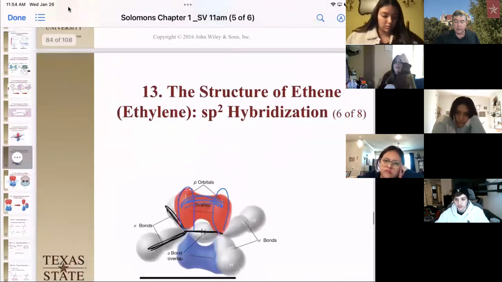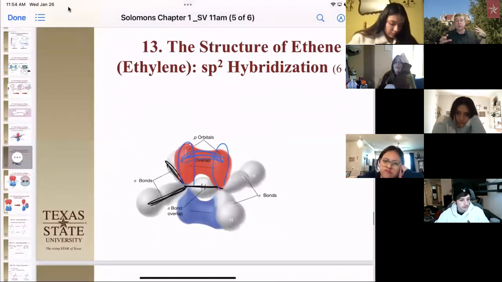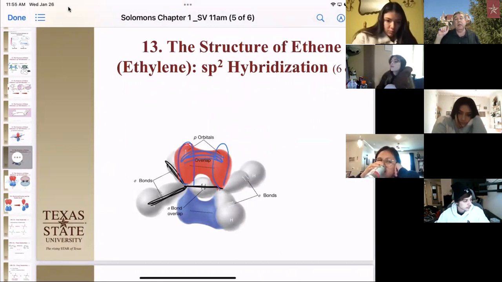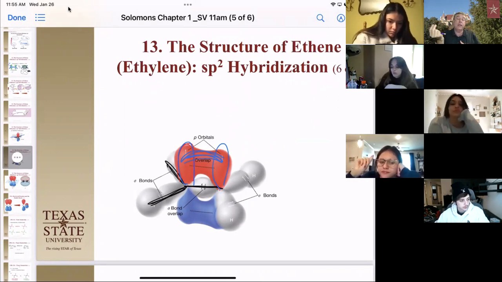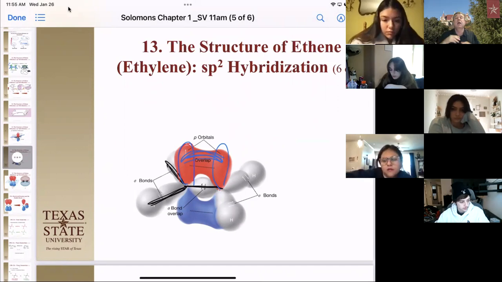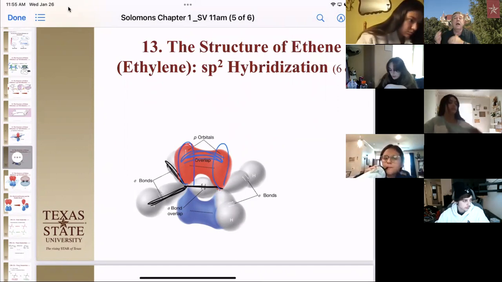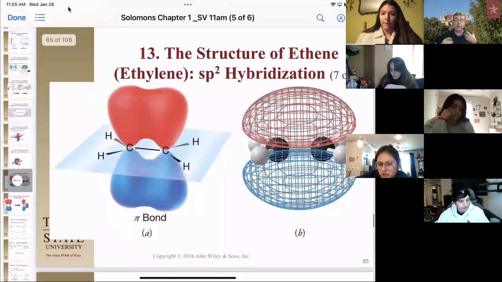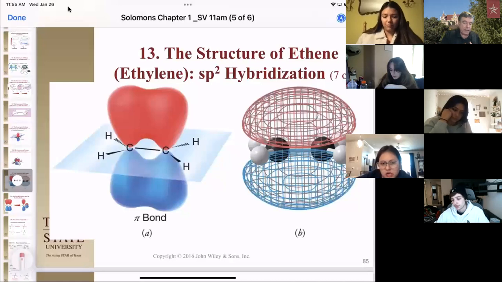All right, so now we have our structure that lets us show how it overlaps to give us a pi bond, and that we have 3 equivalent hybridized orbitals, which means it's sp2. S is 1, p and p, a total of 3 orbitals blending together to give us 3 equal energy orbitals, the sp2 hybridized orbital.